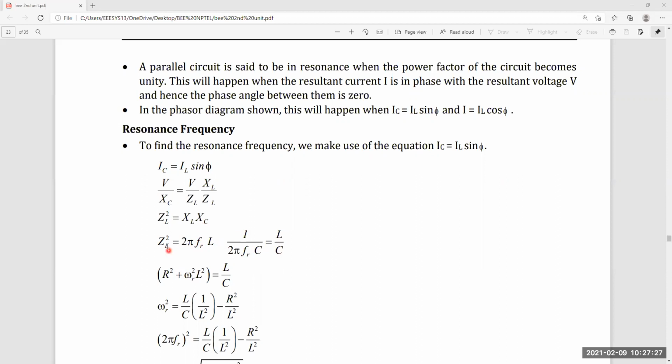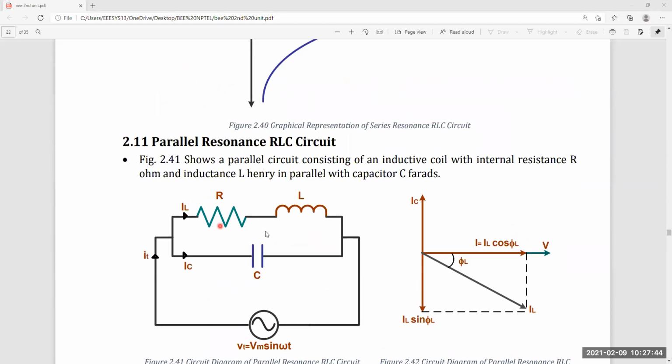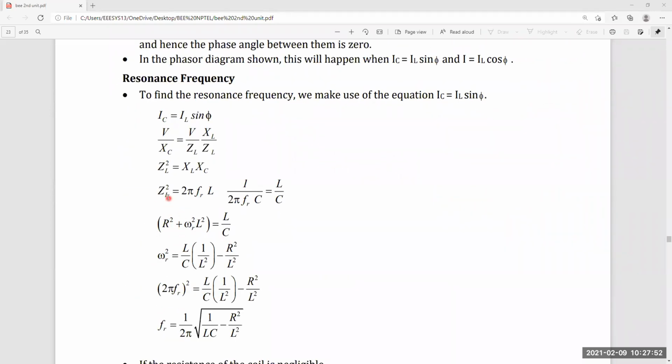Understood? So Z is equal to R plus j XL, where XL is equal to omega L. This is called impedance. So then ZL square is equal to R square plus omega square into L square. Applying the square, R square plus omega square L square.